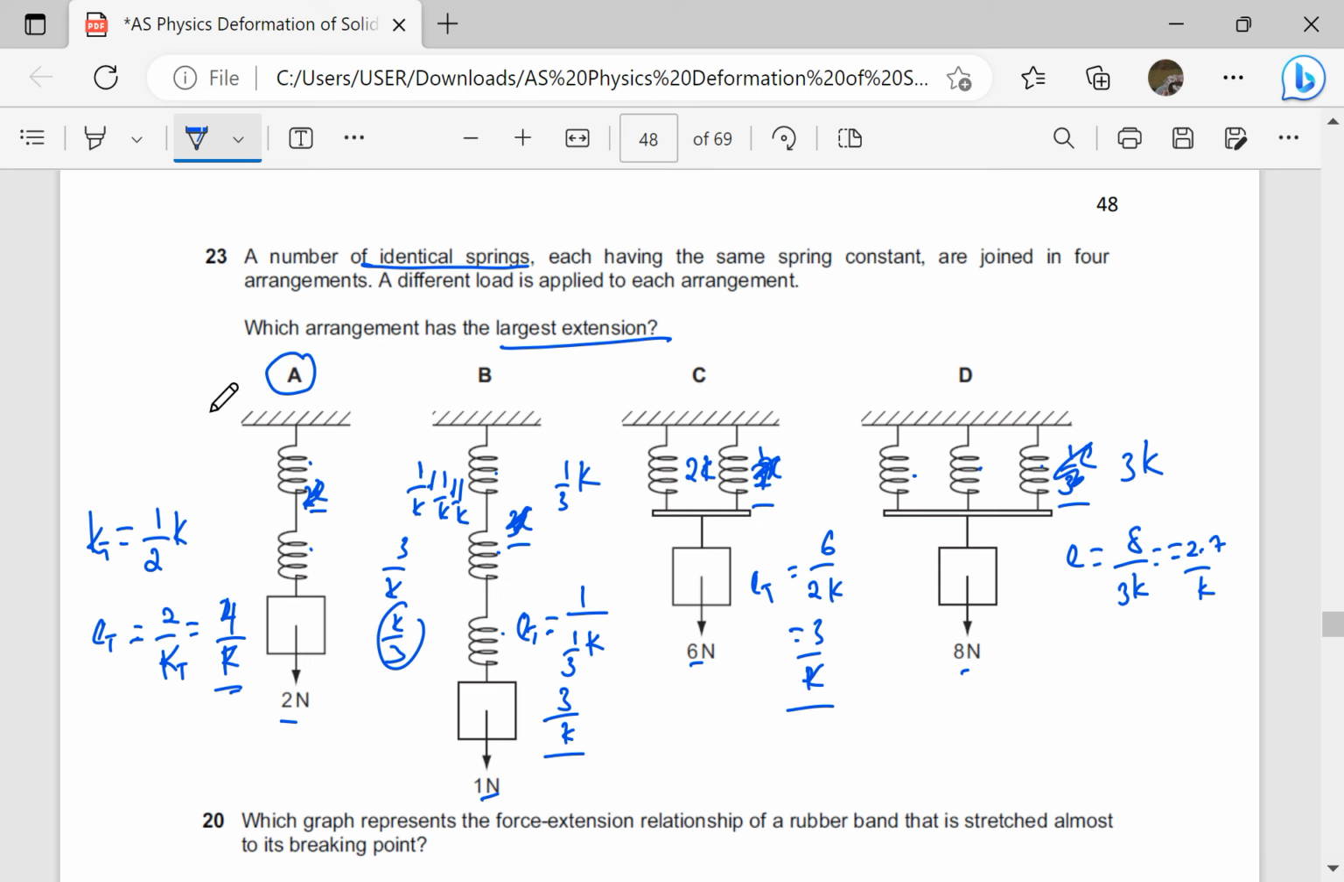And here we are having 1 divided by a third K, which gives us a total extension as 3 over K. This one is also 3 over K. So me, I'm choosing the answer to be A.